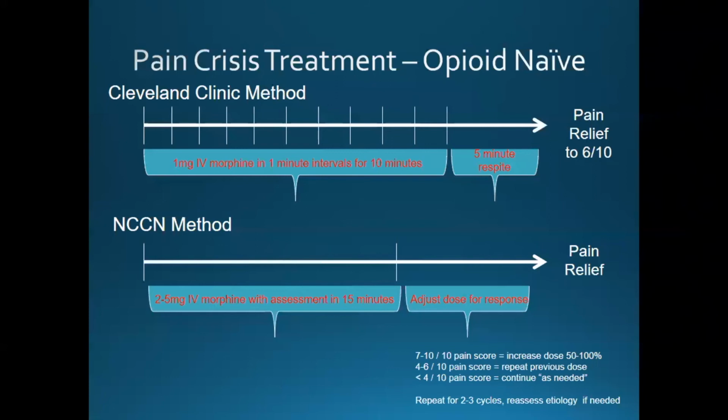Great question. So if you're asked, NCCN is the preferred method. You give the drug, you reassess in 15 minutes. If the pain has gone down to between a 4 and 6 out of 10, you just repeat the same dose you gave. If it hasn't, you increase the dose, and if you got them where you want them to be, that's their magic dose for while they're in the hospital. Is that pretty straightforward? Yes, ma'am.